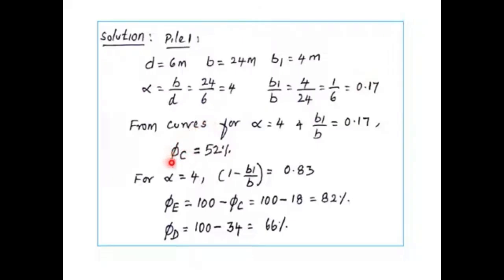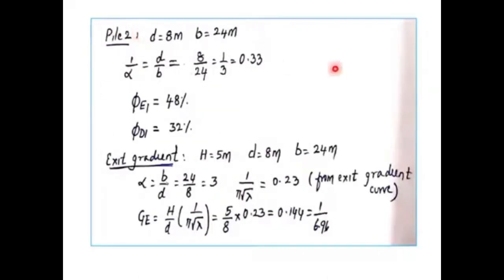Now for the pressures, at point C, for alpha 4 and B1 by B, we can get from the graph 52%. Similarly for alpha 4 and 1 minus B1 by B, we refer to the phi C and phi D values and get the pressure at point E, which comes to 82%, since we read the value 18. Similarly reading the phi D value gives the pressure at key point D, which is 66%. For the downstream pile, we know the depth of the pile and B is 24 meters, so 1 by alpha, that is D by B, comes to 0.33. Reading directly for 0.33, you get the pressures at points E1 and D1.